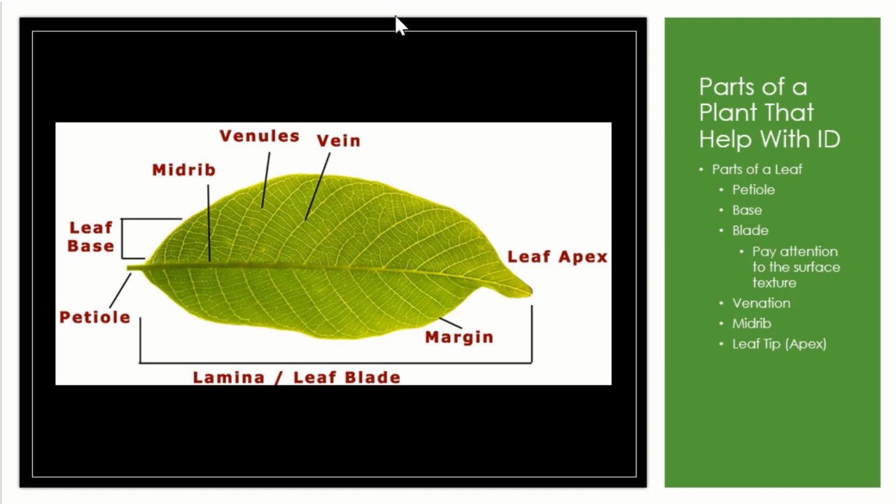Alongside the parts of the stem, parts of the leaf are also very helpful when identifying a plant. Some of the parts of the leaf that you should understand and know are the petiole, the base, the blade, and pay close attention to the surface texture, the venation, the midrib, and the leaf tip or apex.